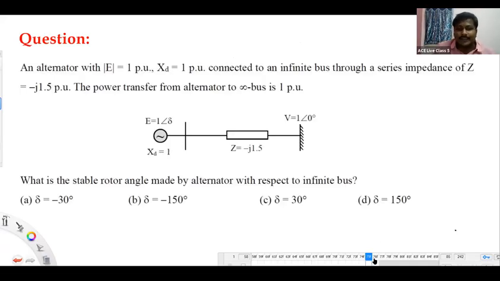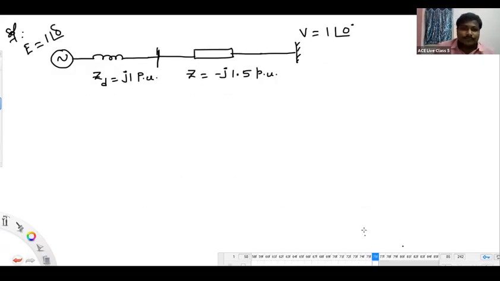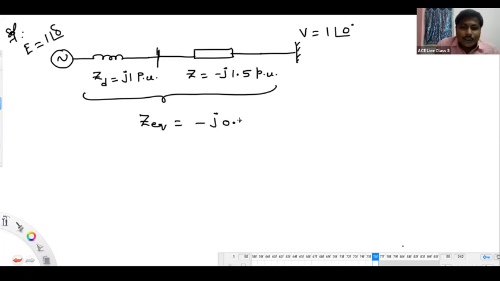Okay, next thing. Could you please tell me what is the overall impedance of the network connecting that generator to infinite bus? That Z equivalent, if you want. Z equivalent value will come to minus J 0.5 per unit, right? Good.